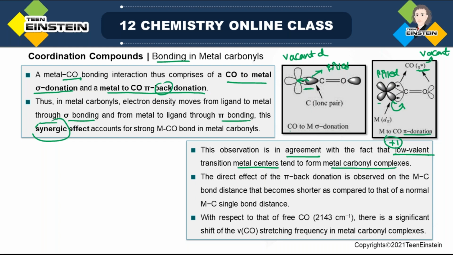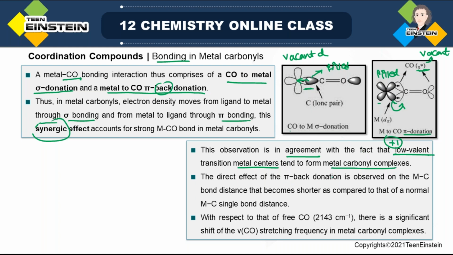If it is 0, obviously not deficient. If it is +1, slightly deficient. Then if it is +2, deficiency is increased. But if it is low valent, then only it can form metal carbonyl. The reason is that after taking electron from the ligand, the metal is also giving electron. So it must not be very deficient. Otherwise, back donation will not be possible.